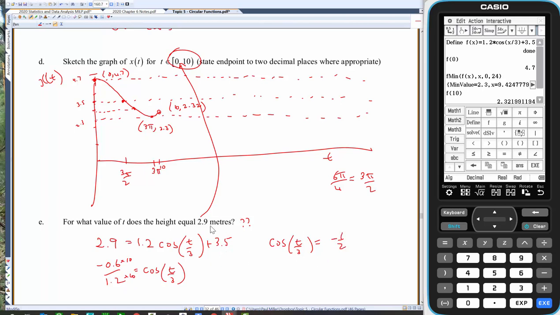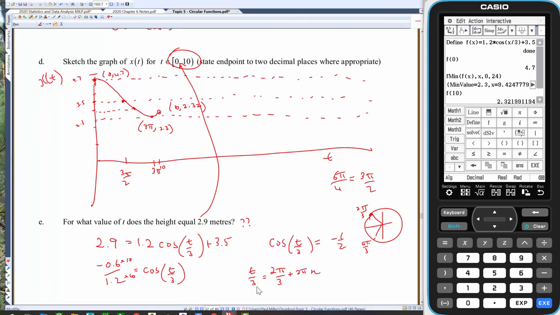Okay, so what we're going to do here is produce a general solution for this one here. All right, how are we going to do it? So cosine t on 3 equals negative a half. When's that going to happen? It's going to be here at 2 pi on 3 and 4 pi on 3. So we're going to say that these are the two situations where we get negative a half. So we're going to go t on 3 equals 2 pi on 3 plus the period for cosine, which is 2 pi n.